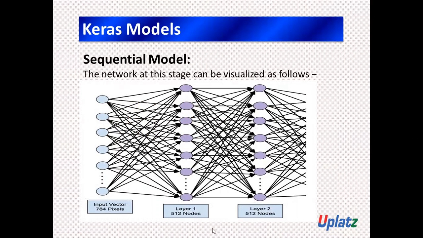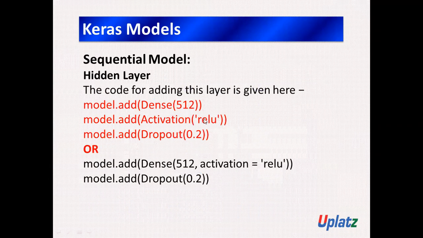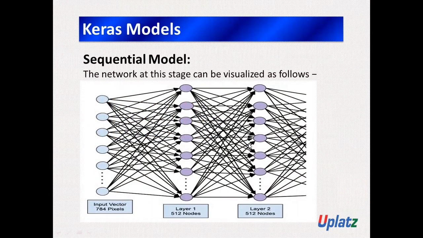See here, layer 1. And then we have added the hidden layer with 512 nodes. Can you see this? Once you have added the hidden layers by using this line of code, at this point our network can be visualized as follows. The input vector with 784 pixels, then layer 1 with 512 nodes, and layer 2 with 512 nodes.